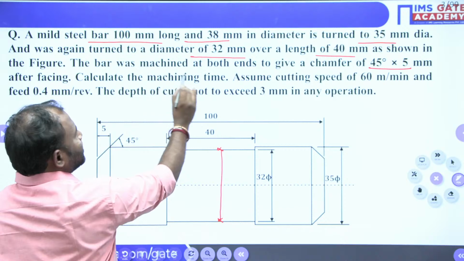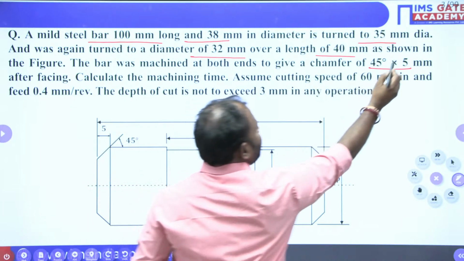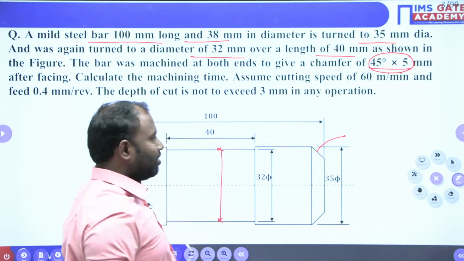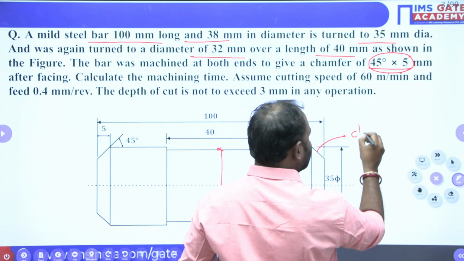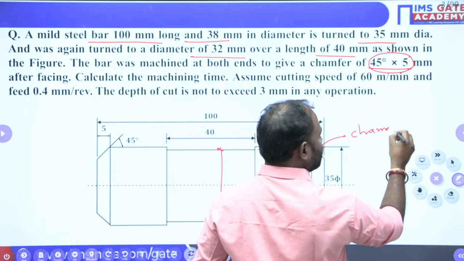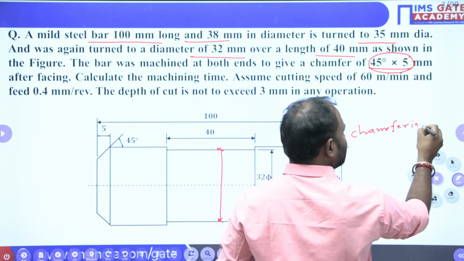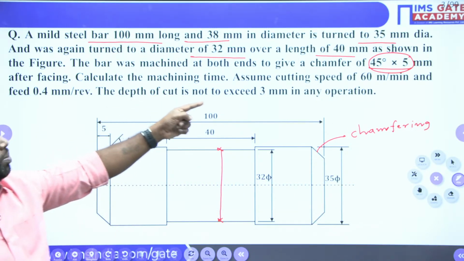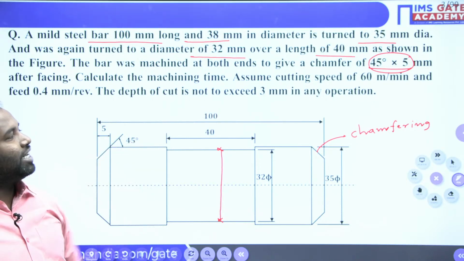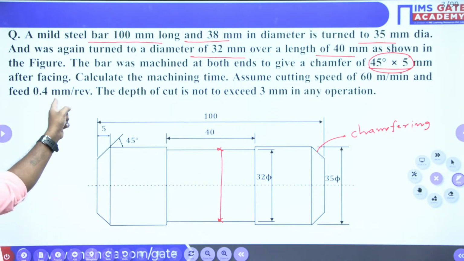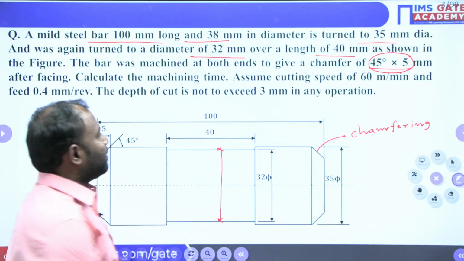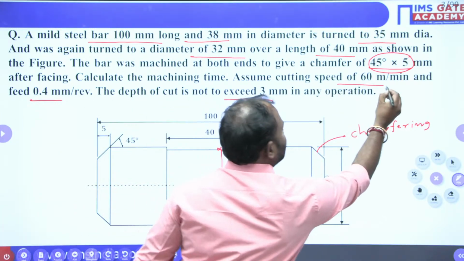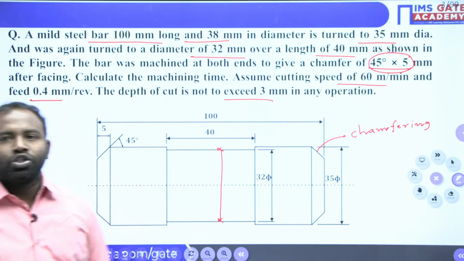The bar was machined at both ends, and this much chamfering has been done. So here it is a chamfering operation. Calculate the machining time assuming cutting speed of 60 meters per minute, feed of 0.4 mm per revolution, and depth of cut not exceeding 3 mm. Clear, everybody? Hope you understand.